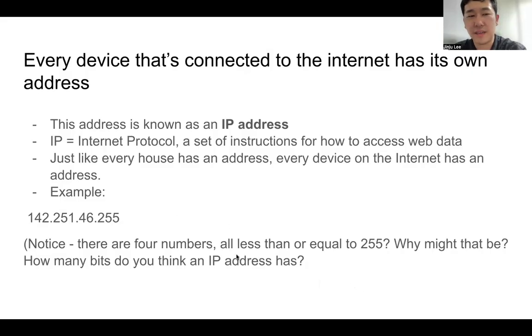Every device that's connected to the internet has its own address, known as an IP address. If you look here, I made this IP address up, but notice, why is it that everything is less than or equal to 255? If you were in my other class for data representation, you'll know that 255 is the highest number that 8 bits can hold, which means that this is 8 bits, 8 bits, 8 bits, and 8 bits.